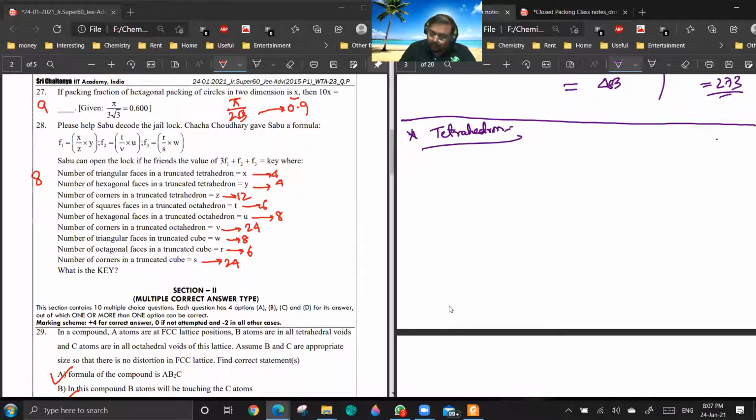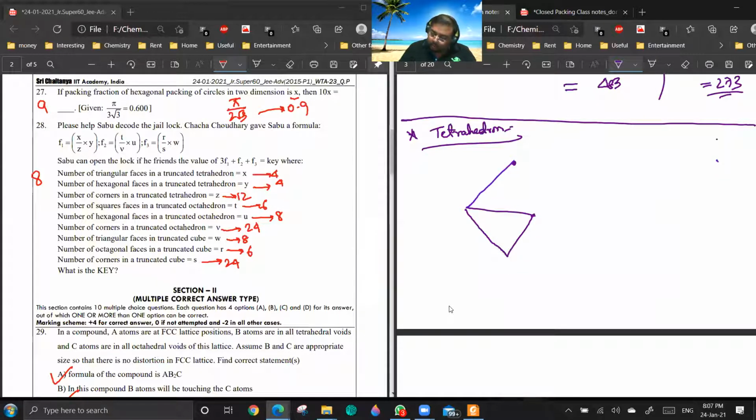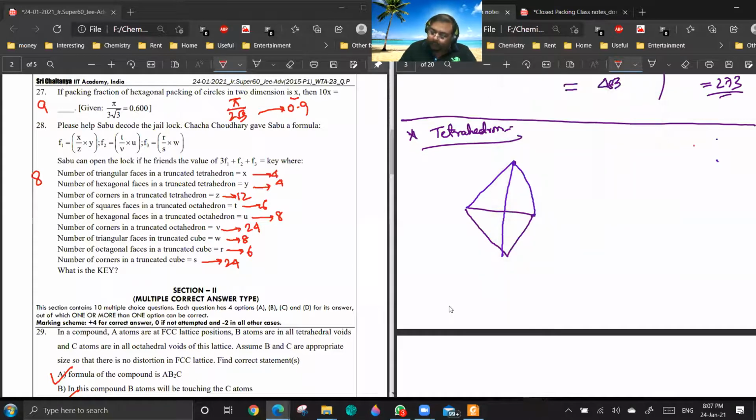So how do you draw a tetrahedron? You draw it like this, and there is an apex, and you join the apex with three other corners. Now, if I'm taking a knife and cutting one of the apexes, I will cut it like this.